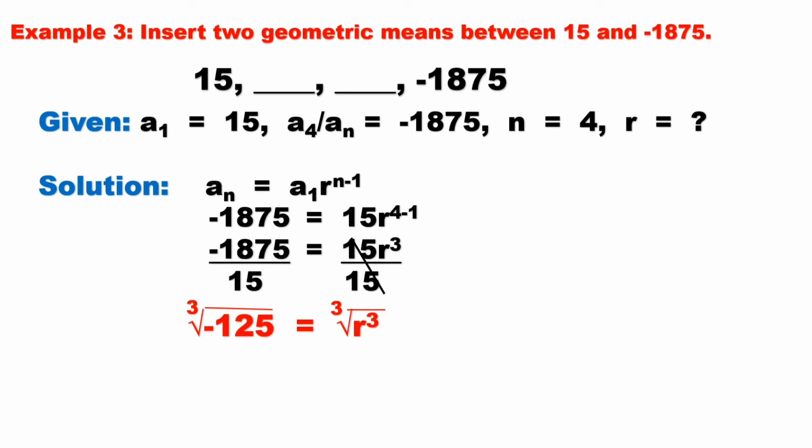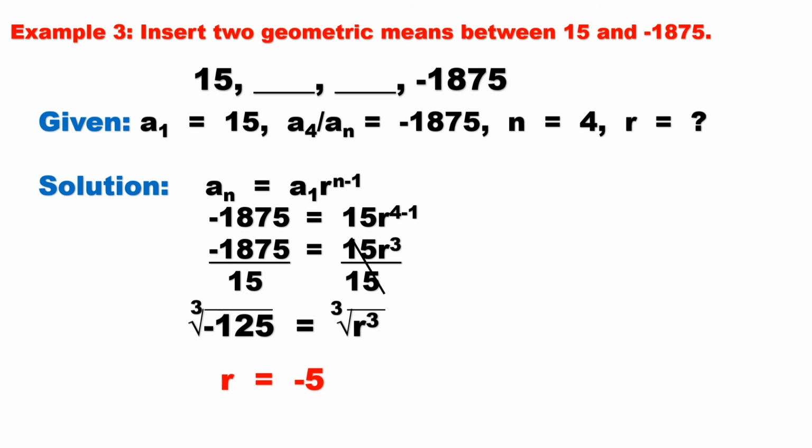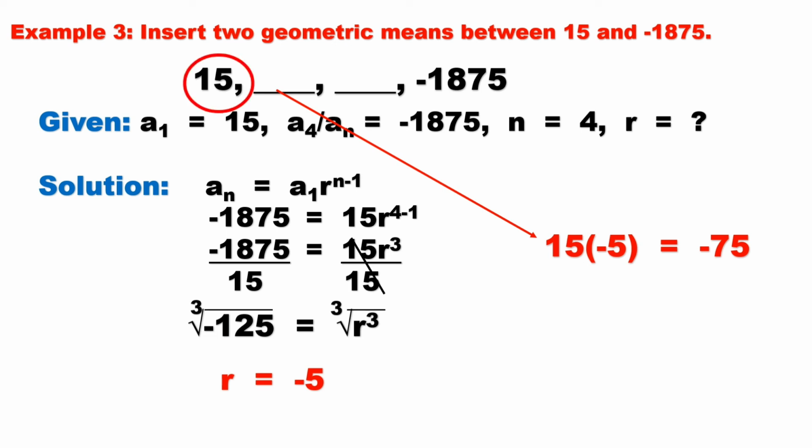Cube root of R cubed is R. Cube root of negative 125 equals negative 5. Meaning, the common ratio is negative 5. To get the second term, or the first geometric mean, negative 5 will be multiplied to the first term, 15. The product equals negative 75. Negative 75 is the second term.